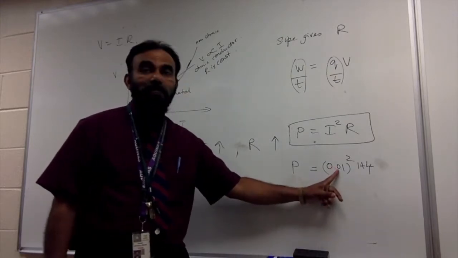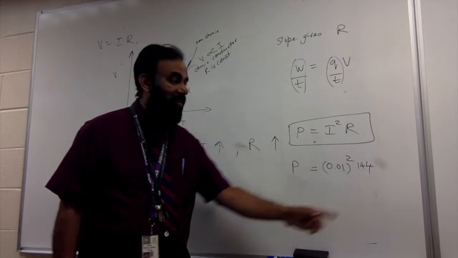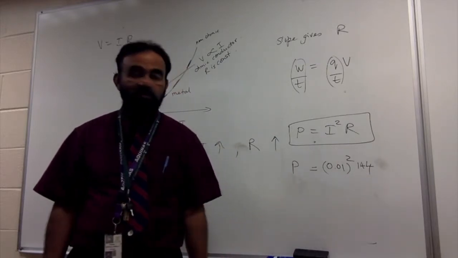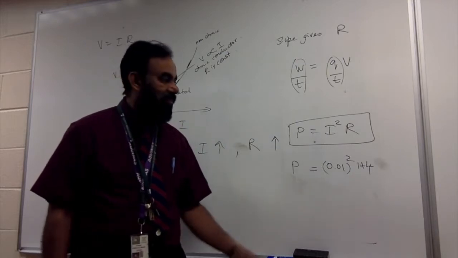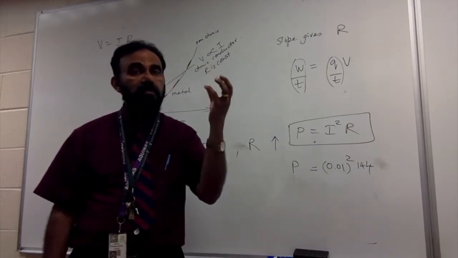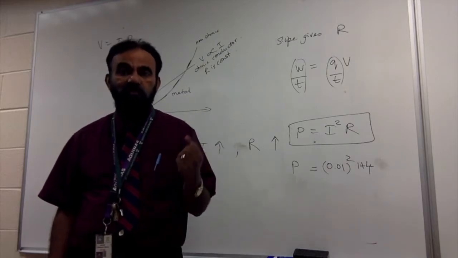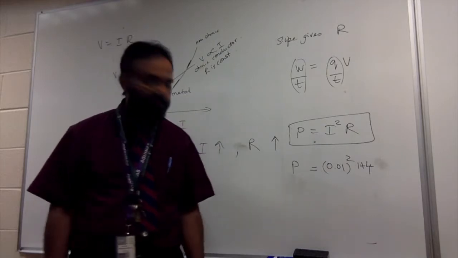Whereas if the current is 1 ampere, through the same thing, that will produce a lot of heat. 100 watts is a lot. A 100 watt bulb is a lot of heat and light. You touch the bulb when it's operating, you'll feel it. 100 watts is a lot.